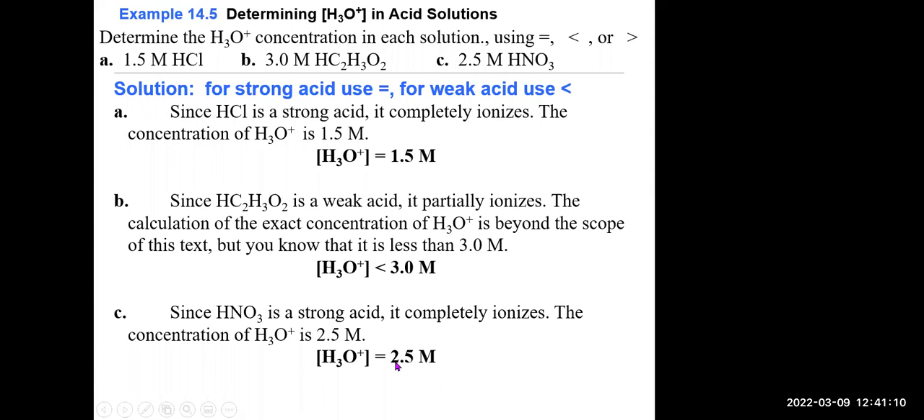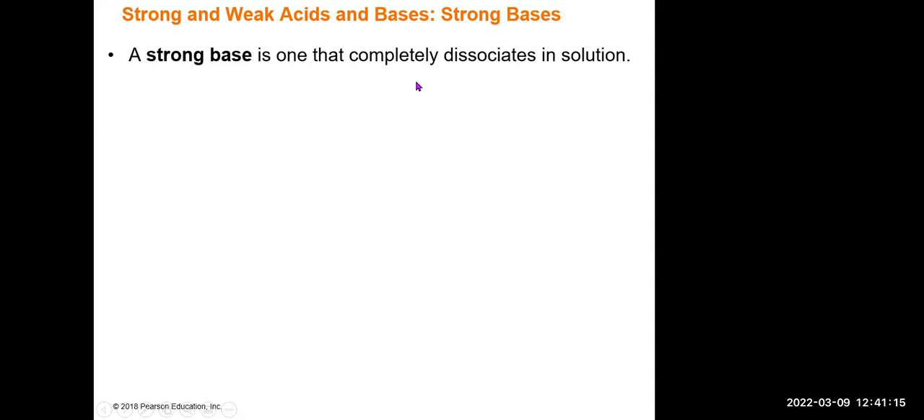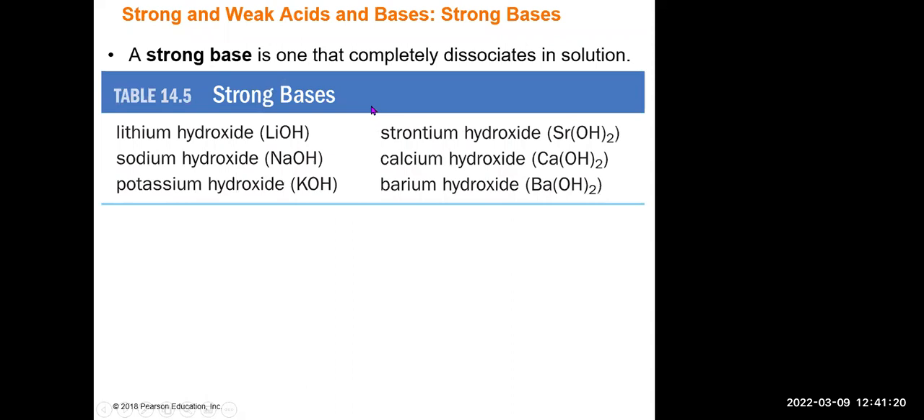A strong base is one that completely dissociates in solution. Here are a few examples of strong bases: LiOH, NaOH, KOH. For these three metal hydroxides, each unit gives you one hydroxide, one OH. For these three on the right, every one of these will give you two OH.